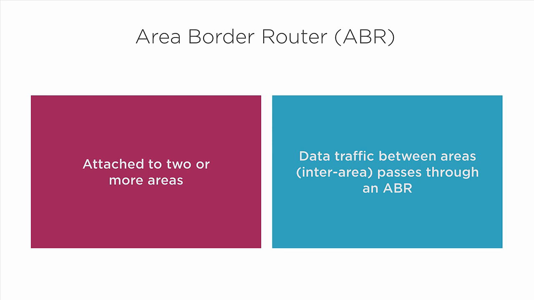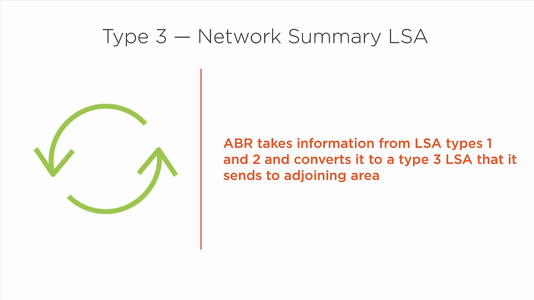An ABR is a router that is attached to 2 or more areas. When data traffic moves from one OSPF area to another, inter-area, it passes through an ABR. Again, this is in keeping with that 2-tier hierarchical design. So how does the ABR generate the Type 3 LSA?